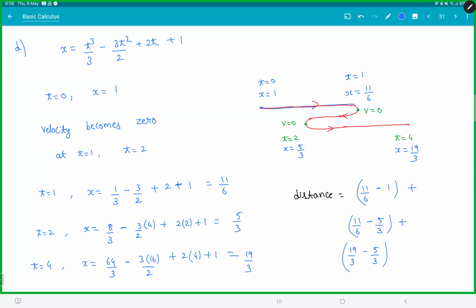So add everything, how much was this coming? 5 by 6 plus 1 by 3 plus 14 by 3. Is that last one 19 by 3 only? 5 plus 5 by 6, 35 by 6. I hope this is right.